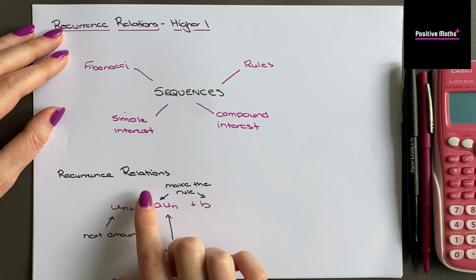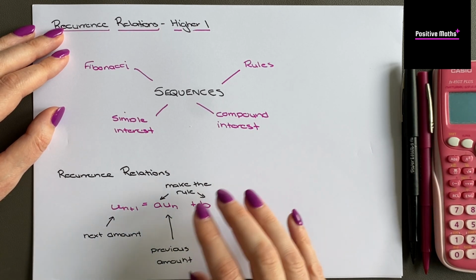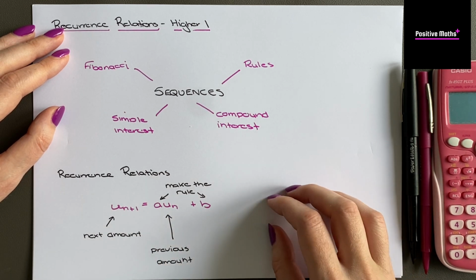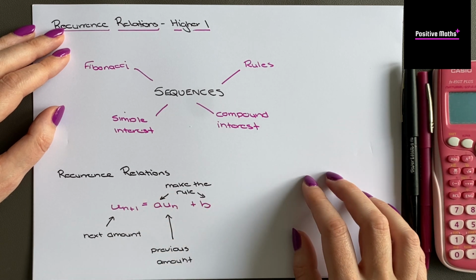So a recurrent solution can look like this. So your Un plus 1 signifies the amount you're finding. Your Un is your previous amount or your original amount. And then you've got a and b that are making the rules.